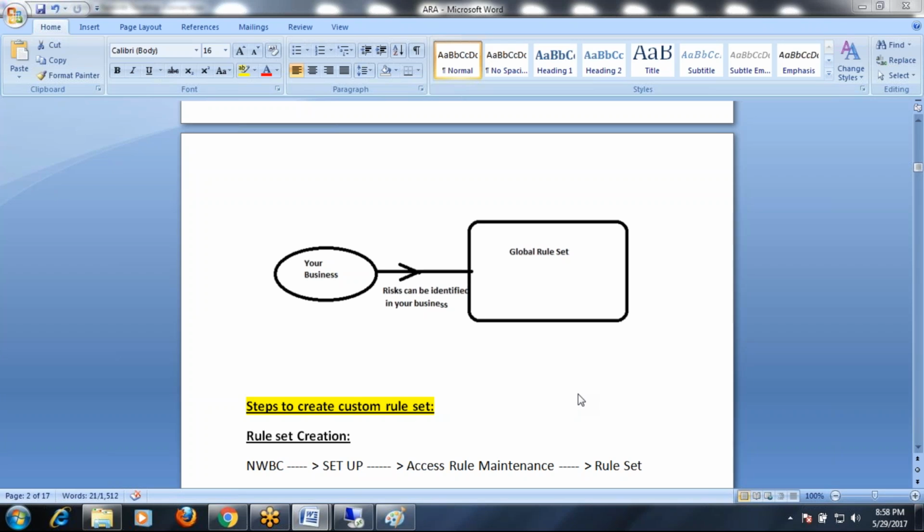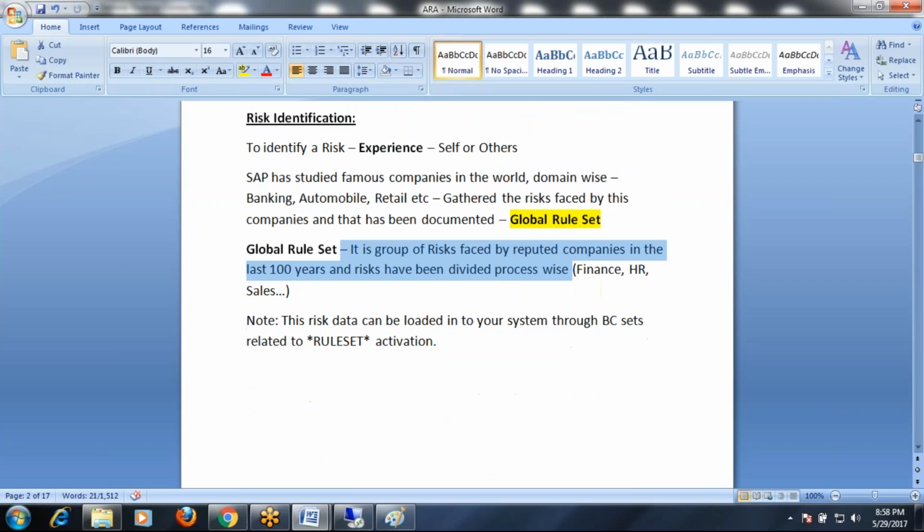Yes. Any doubts before I move ahead? What is global rule set? Definition is given here. You can just refer to it later as well.